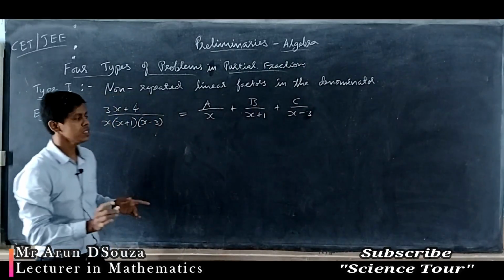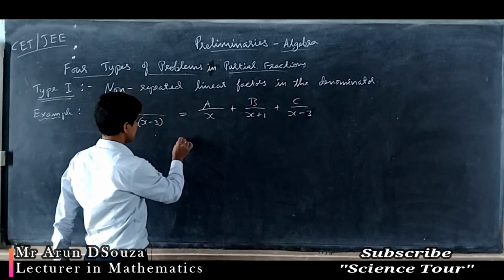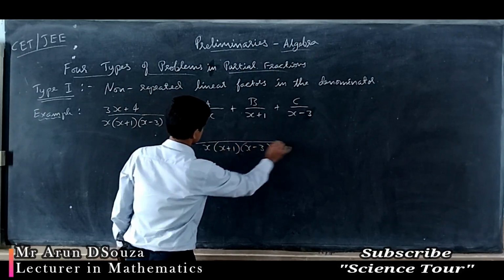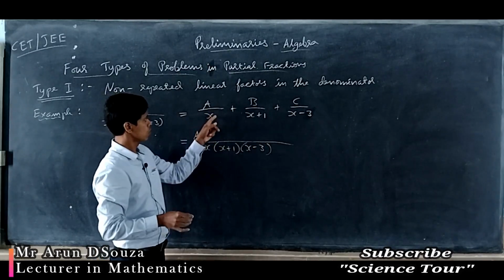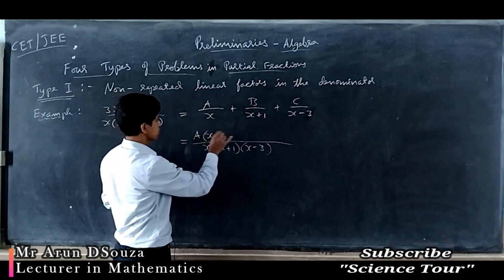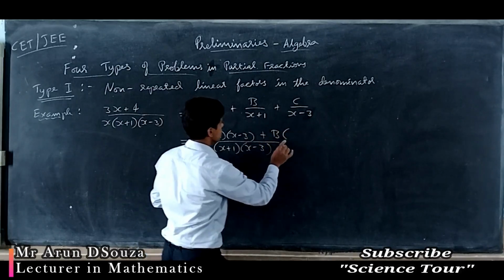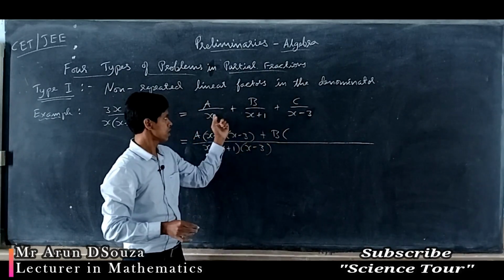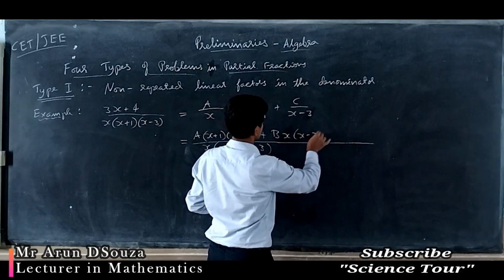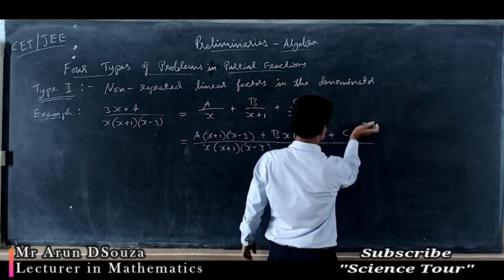Well, now what is the next step? You must take the LCM. So LCM is the product of all the 3. So write it like this. Now for a, what is missing here? These 2 things. So multiply them here, correct? So x plus 1, x minus 3, and then b. What is missing here? x and x minus 3. So multiply x and x minus 3, and for c, x and x plus 1.